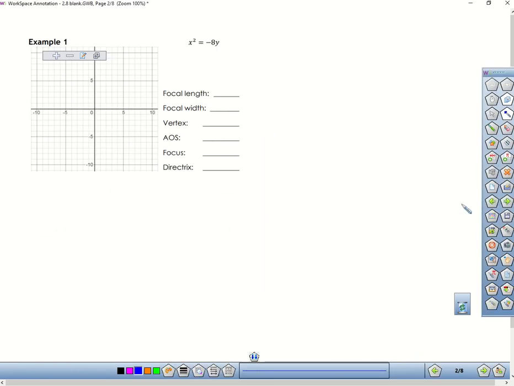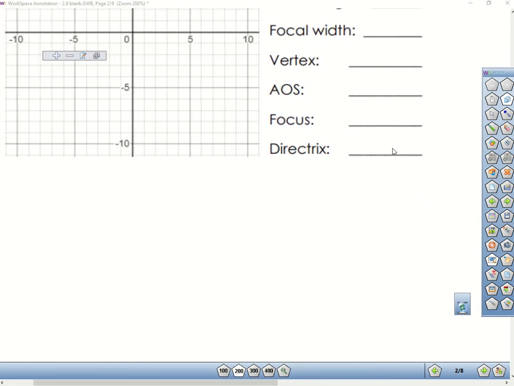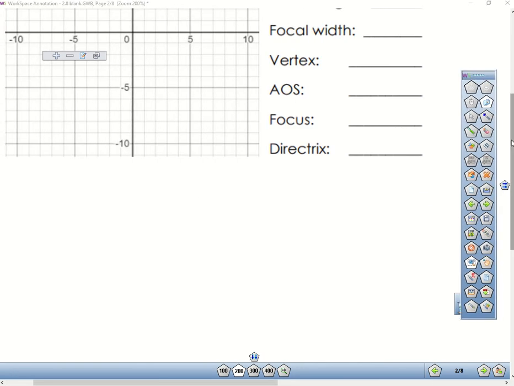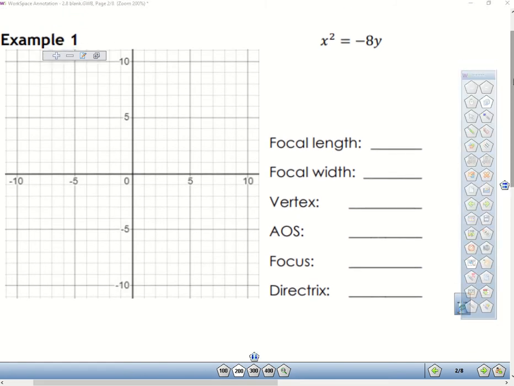So let's go ahead and just jump into a problem, and I'll start showing you different things about it as we go through the problems by example. Okay. So the first thing you do when you do one of these problems is you look at your equation, okay? And you determine if the x or the y is squared. So which variable is squared in this equation right here?